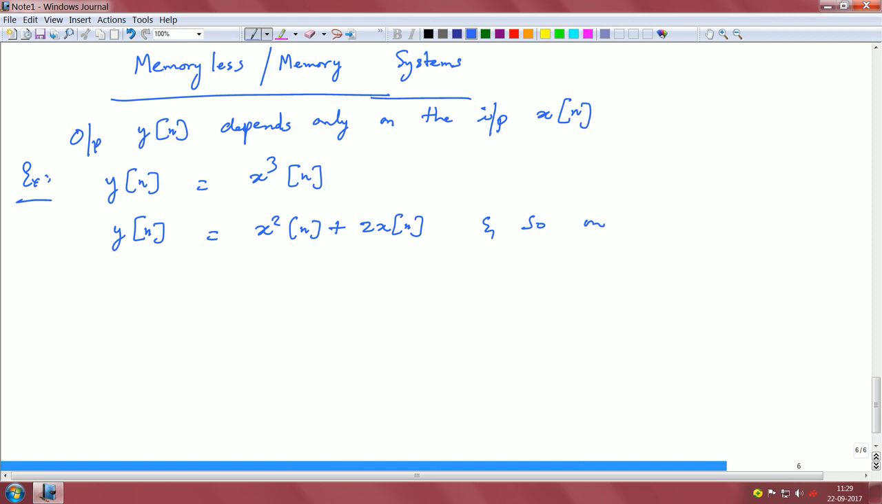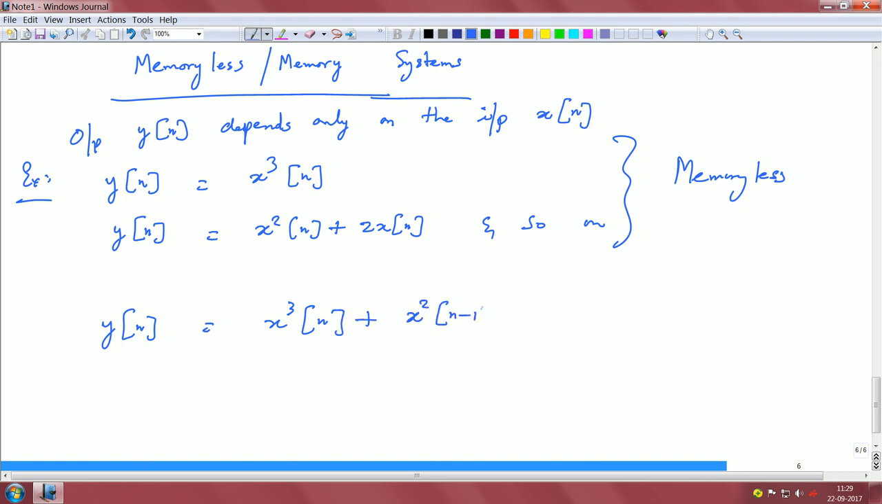Now, this is memoryless, and if say y of n is some x cube of n plus some x square of n minus 1 plus some x of n minus 2, say suppose, then we can think about this as a system having memory, because you are requiring some inputs from the past, that is at time step n minus 1, at time step n minus 2, and so on and so forth.